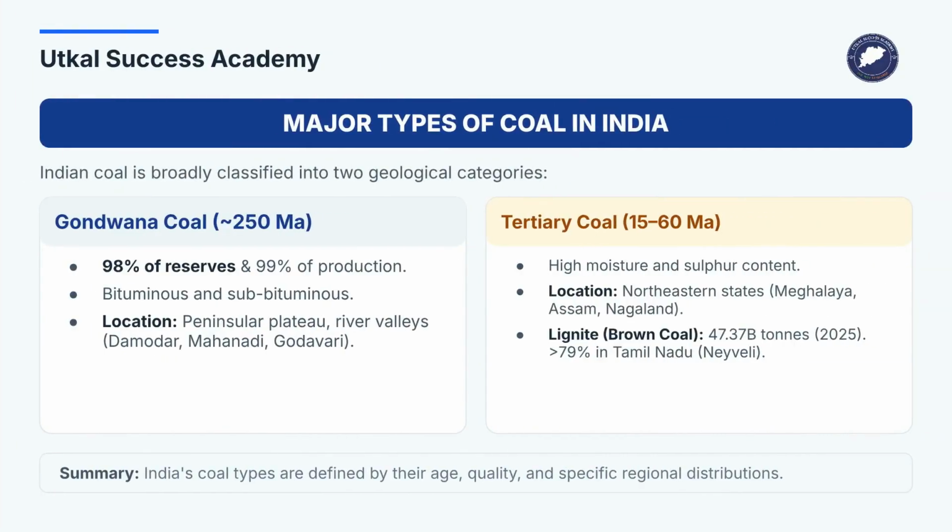Major types of coal in India are Gondwana, about 250 million years old, which accounts for 98% of reserves and production, mainly bituminous. Tertiary coal, 15 to 60 million years old, has high moisture and sulfur, and is found in northeastern states, including lignite in Tamil Nadu.